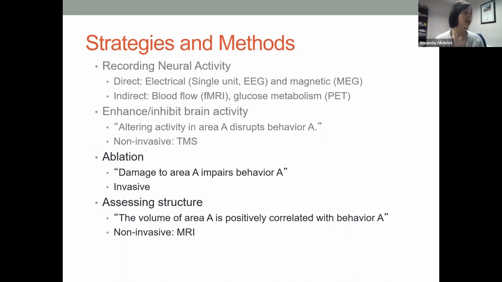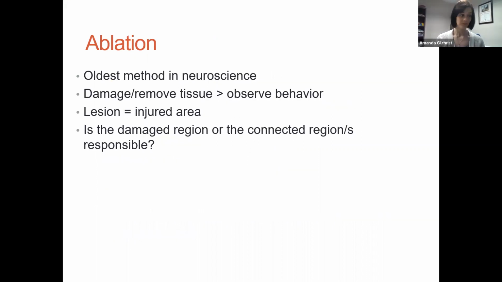So we've talked about direct techniques. We've talked about recording neural activity through things like EEG and MEG. And we've talked about enhancing or inhibiting brain activity with things like transcranial magnetic stimulation. Now, we are going to spend some time talking about ablation. So ablation is basically the oldest method in neuroscience that has been done to investigate the functions of the brain. And this has been used in both humans and in animals.